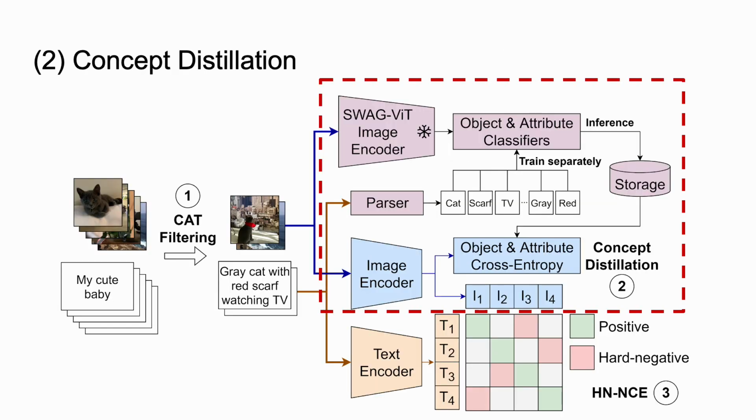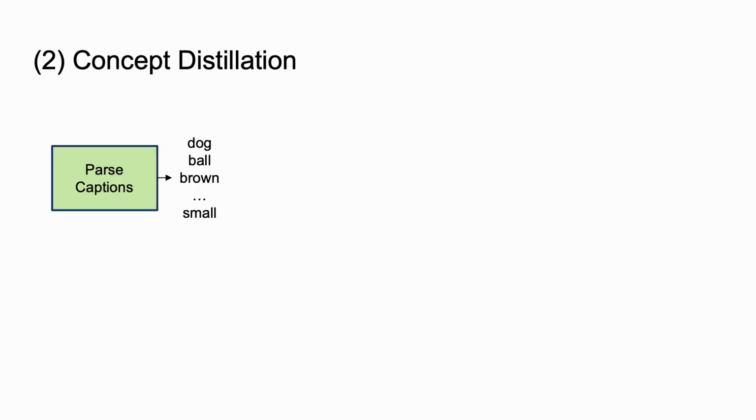Our second improvement is called concept distillation. Recognizing visual concepts in images that correspond to objects and attributes in corresponding captions is crucial for alignment. We therefore propose to distill these concepts from a pre-trained teacher model to our image encoder.